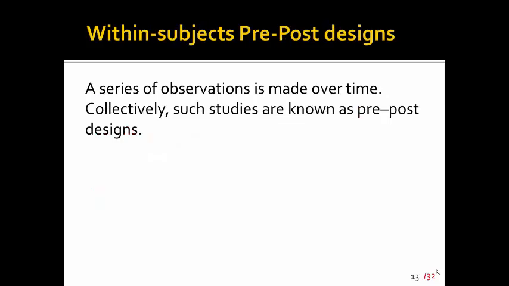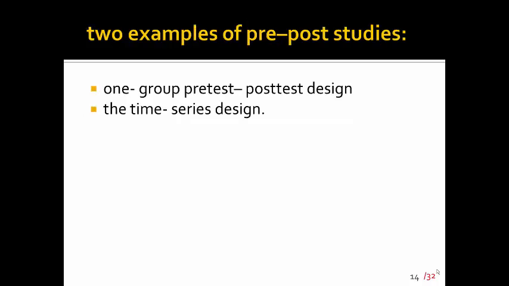There's also a within subject non-experimental research in which we have a pretest, a treatment, and a post-test, and we don't have a control group. And there are two types of pre-test and post-test study. One is when you have only one pre-test and one post-test, and the other one is when you have multiple observations before treatment and multiple observations after the treatment. This second one is called time series design.